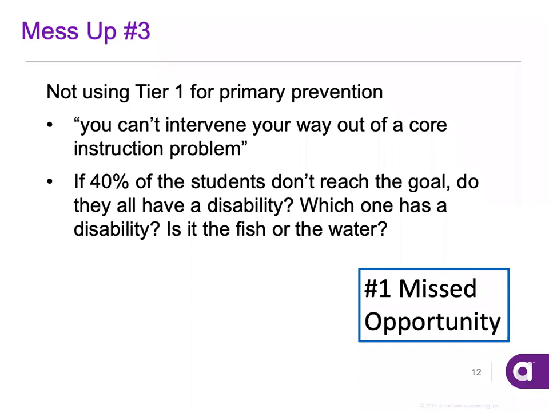So some additional things to consider here. If you're only getting 40% of your students to benchmark, 50% of your students to benchmark, or even 60% of students to these benchmark goals, which one of those students has a disability? Is it the student, or is it the instructional environment that the student is learning in? Are you actually evaluating not just the student and the student's progress, but also that instructional environment? Are you considering how much all students are growing?